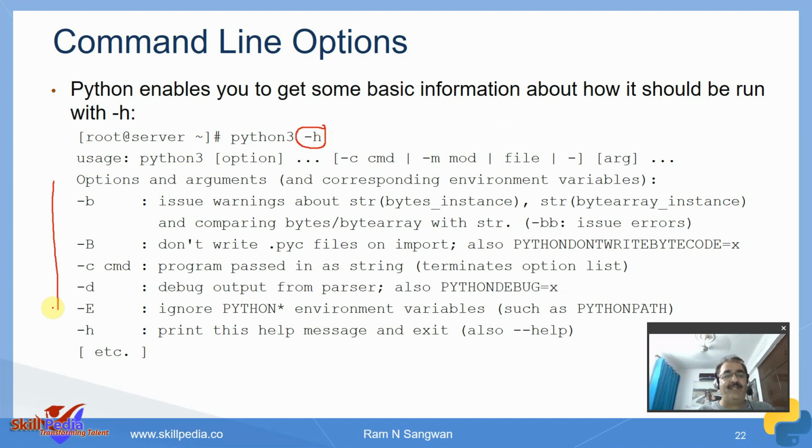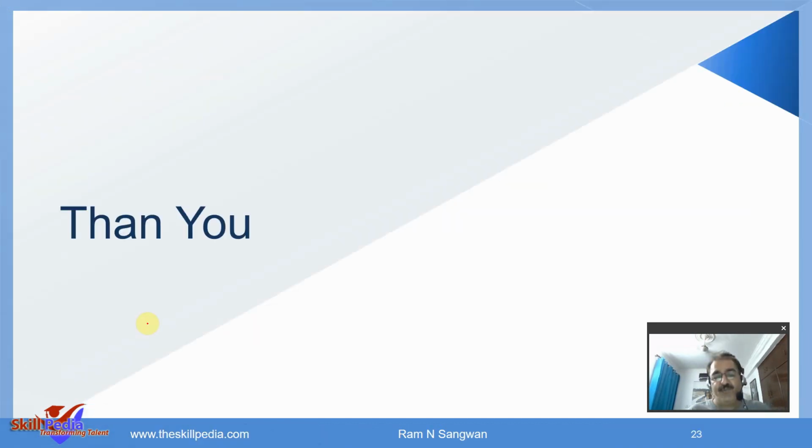All command line options, if you want to study, you can type -h. Actually this is a huge list, but some of them are mentioned. So this is the help you want to get. You can use Python 3 -h and that will display all the options. There are so many options here. That's all for this session. I'm sure you enjoyed it and you learned what Python is so much.